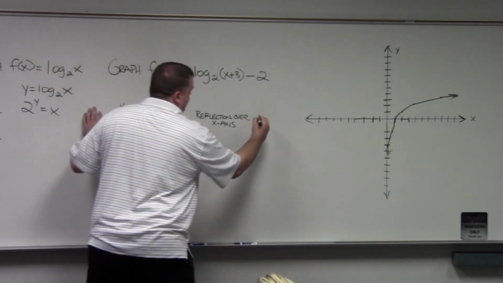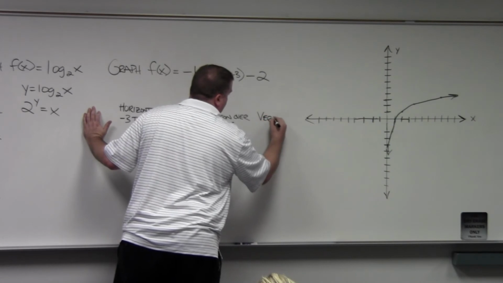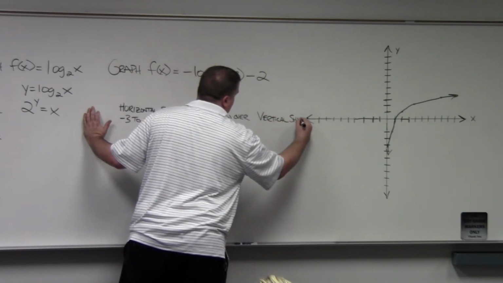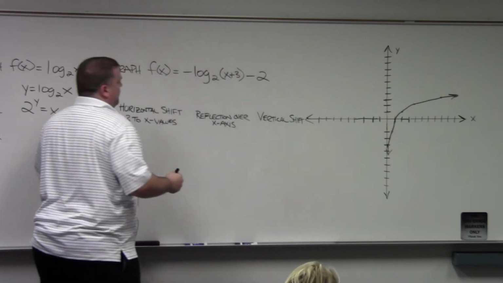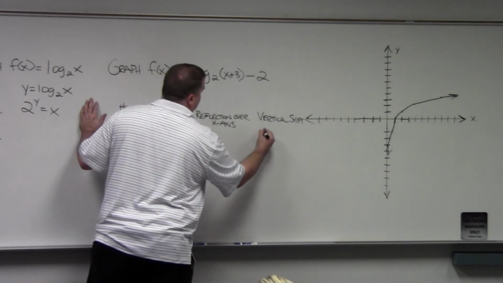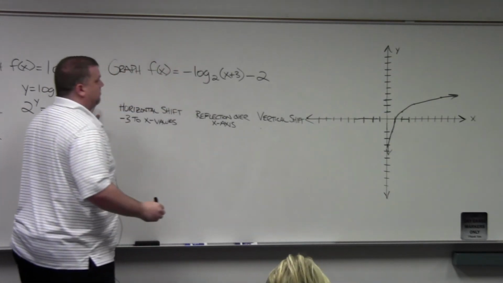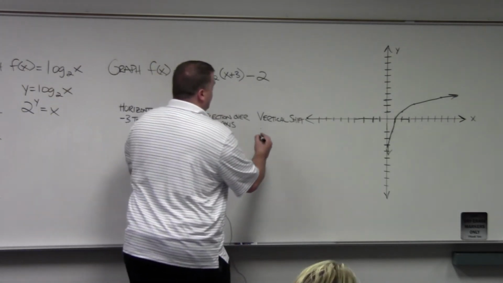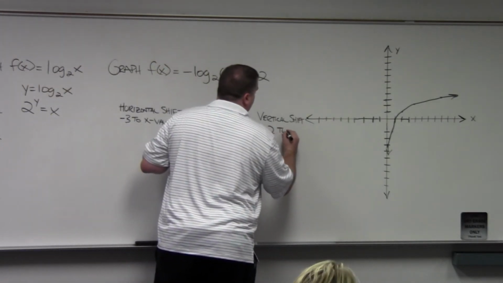And someone also mentioned we have a vertical shift. What's our vertical shift? Yeah, negative 2, right? So negative 2 to our y values.